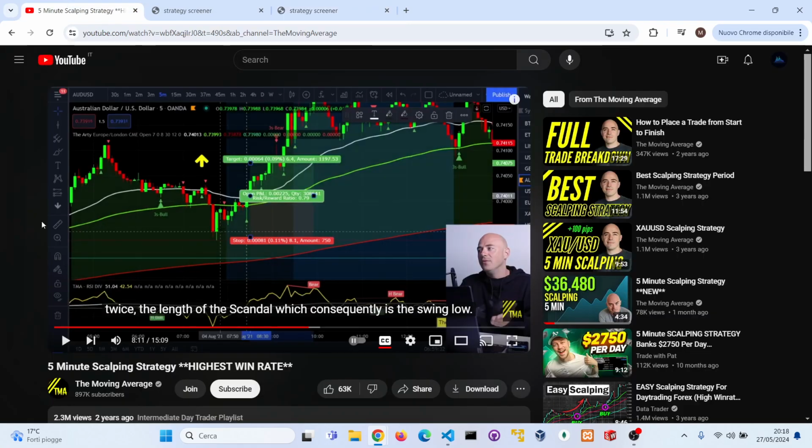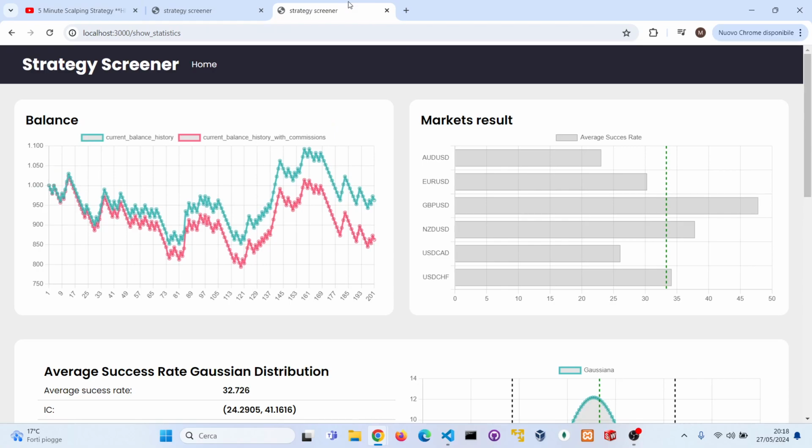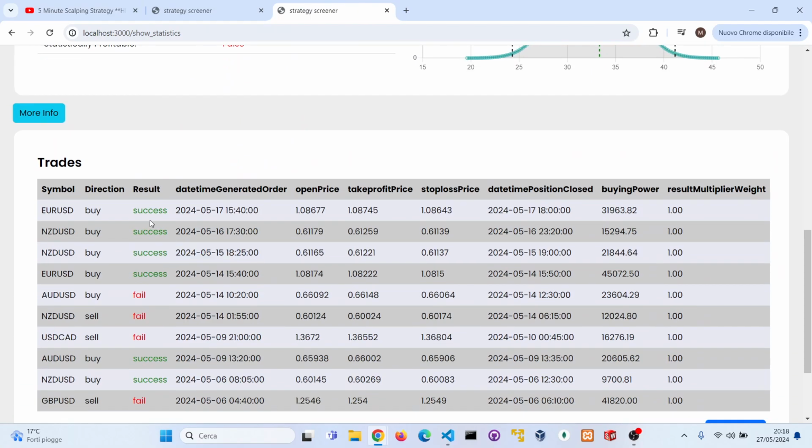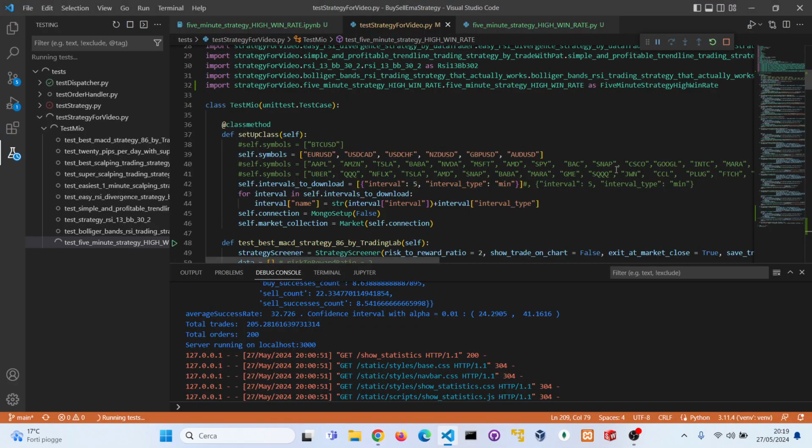But now, let's see some examples of this strategy. I will leave the link of his video in the description, so you can check it for the basic conditions. But I will explain to you by seeing some examples. So let's take a look at this one on the Euro USD. I'm going to backtest the strategy on this forex pair on the 5-minute time frame.